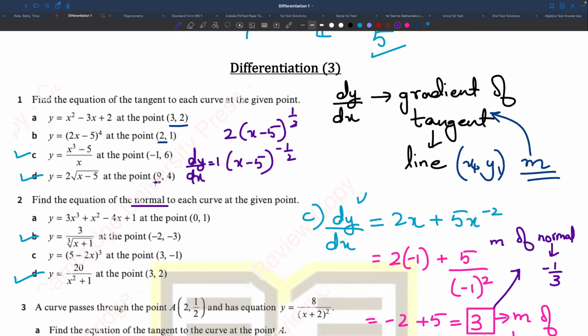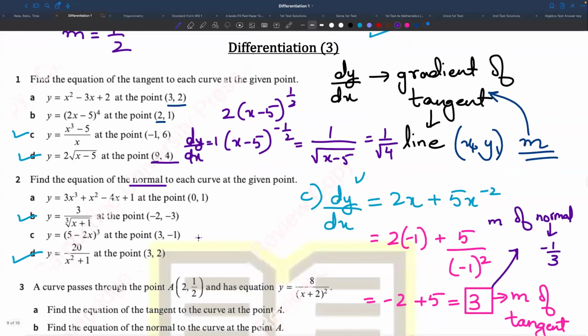You put x equals to 9. Now this is minus half, you bring it in the denominator and write it as square root of x minus 5. In place of x, you write 9. 9 minus 5 is 4. So square root of 4 becomes 2. Right? So the gradient is 1 upon 2. You have the point 9 and 4. You just put it in the formula y minus 4 is equals to 1 upon 2 into x minus 9. Clear? Sama?